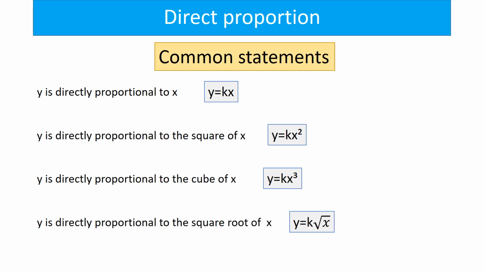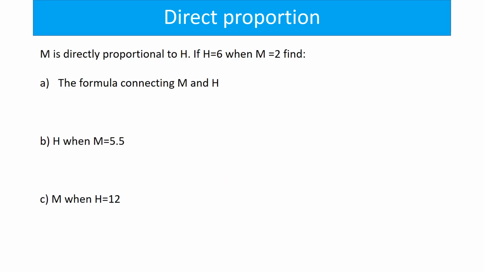So k is the constant of proportion, and we need to include that in our equations. Let's have a look at some specific examples now to see how we can actually use it to calculate some values. This is our first example. M is directly proportional to h. If h is equal to 6 when m equals 2, find the formula connecting m and h.